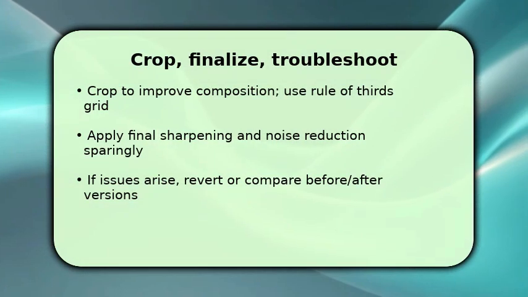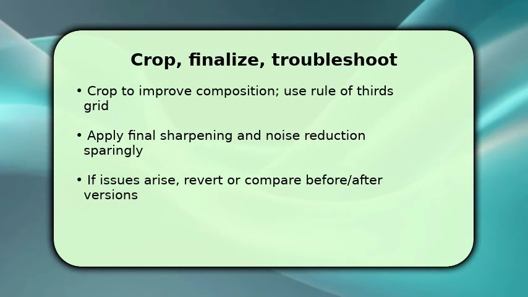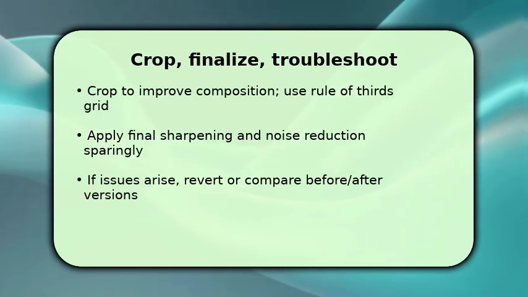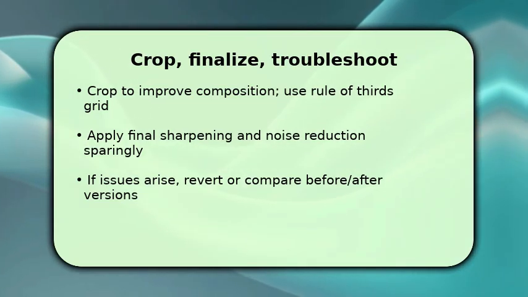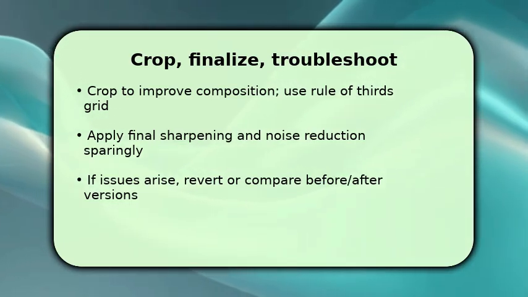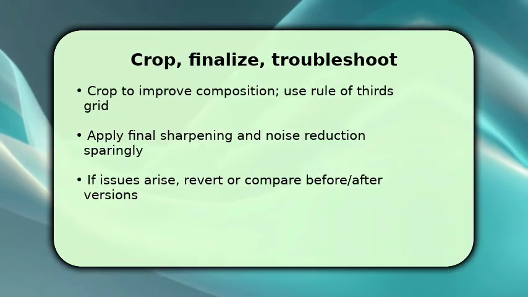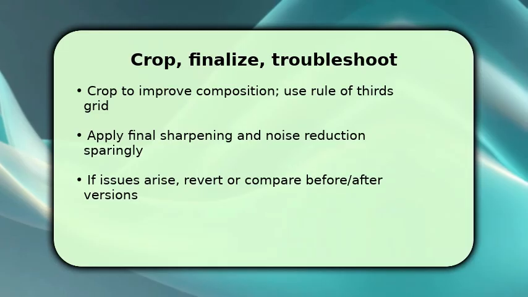Finish by cropping to tighten composition and applying small amounts of sharpening and noise reduction to preserve detail. Once you're satisfied, hit Done to save edits. Make sure to compare before and after so you can judge subtle changes. If something looks off, revert to the original or use the History/Versions feature to step back.